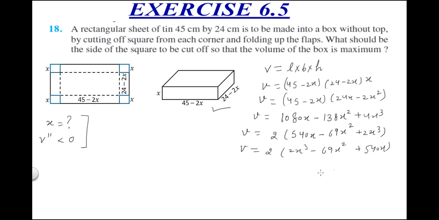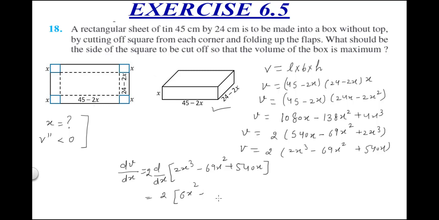Now we see this is a function of x, so we will differentiate V with respect to x. Let us find the first order derivative of volume V with respect to x. We write d by dx of 2, being a constant, remains out, and we have 2x cube minus 69x square plus 540x. We will get 2 multiplied with 6x square minus 138x plus 540. This is what we will be getting. Now we will equate it to 0. Before equating it to 0, we can also take 6 common.